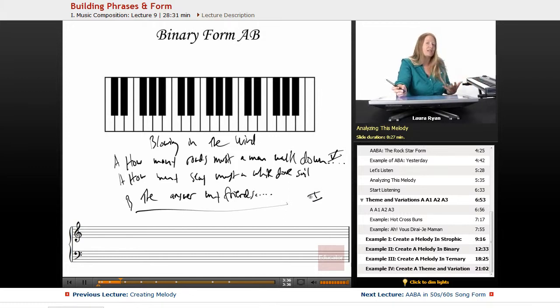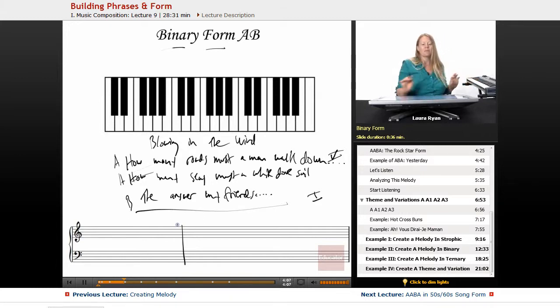I started it in the key of F, and Bob Dylan plays it in another key. At any rate, this is a binary form. If you were to write your own binary form piece, you wouldn't have to have the first part of it repeat so many times. You can have a couple of measures of, and then you could go to the B section.